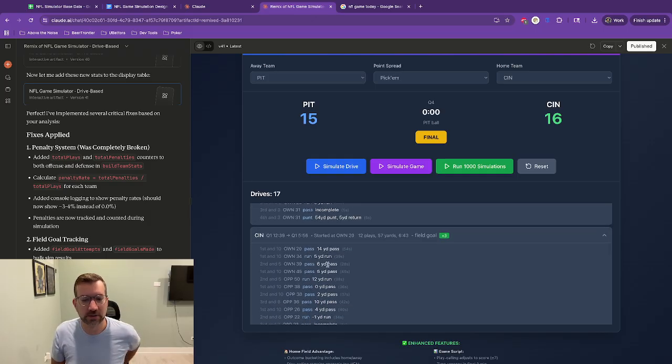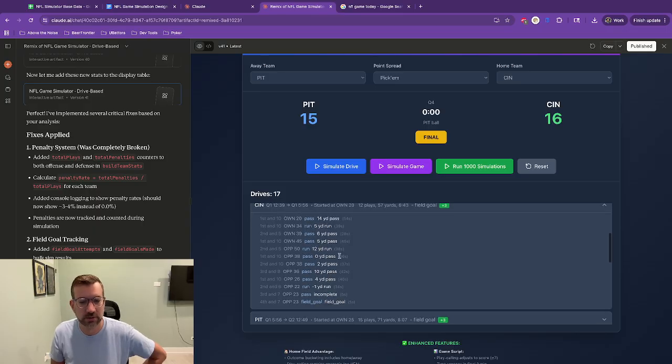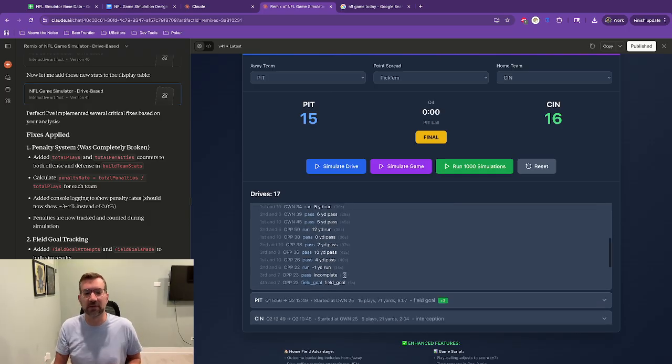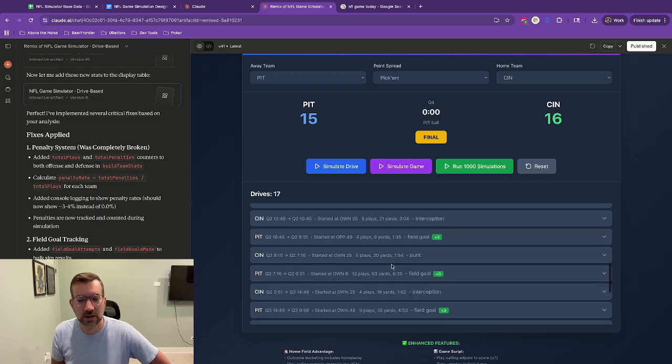Ran 5 yards, complete pass for 6 yards, ran for 5 yards, or passed another one for 5 yards, 12 yard rush, 0-yard pass, 2-yard pass, 10-yard pass, 4-yard pass. And then they had negative yardage on this run, incomplete pass on 3rd down. Okay, they have to kick a field goal. It even has a nice little sexy UI. I didn't have to tell it to do any of these things.